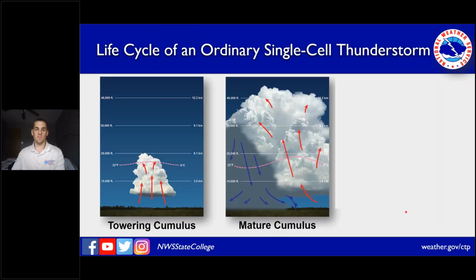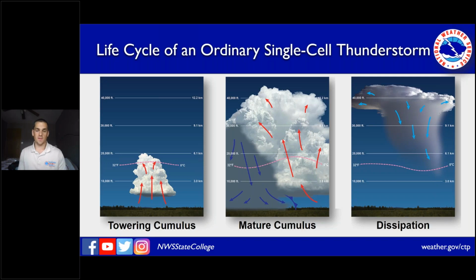So reviewing here the ordinary pulse type thunderstorm life cycle. Again, you got the towering cumulus, so all that warm, moist air ascending throughout the atmosphere. Then it becomes mature there. You see in the middle image where you still got that warm rising motion ascending. And then you're also starting to get the downdrafts, all that cool, moist air descending, when you start to get into the precipitation core.